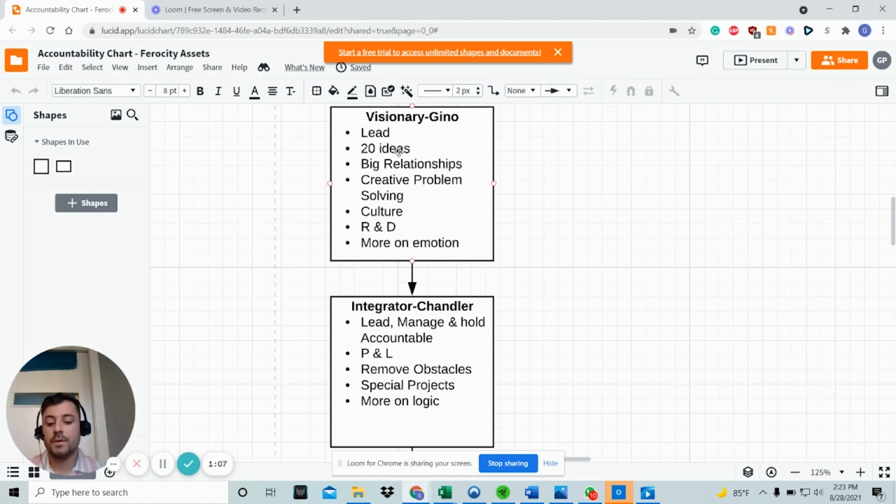While the integrator's job is to literally be the sidekick. It's a very important role. This relationship is very important. Another book to read where you can understand exactly these two roles is called Rocket Fuel. Rocket Fuel is a very good book I would recommend looking at, but we won't go too much into details other than that. My role is the visionary. I'm supposed to lead, bring 20 ideas, big relationships. Any big problem solving is on me.